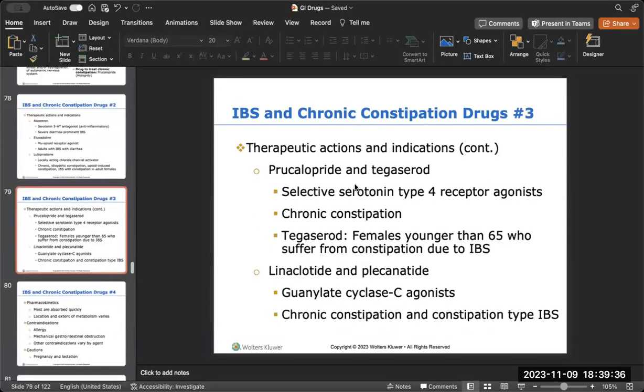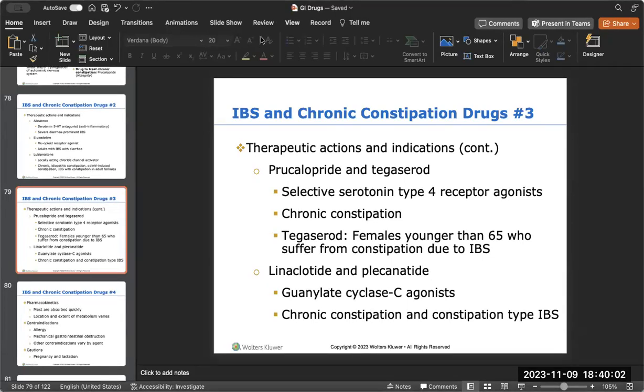And then we have prucalopride and tegaserod, which are selective serotonin type 4 receptor agonists. They treat chronic constipation. And tegaserod treats females who are younger than 65 who suffer from constipation with IBS. Linaclotide or plecanatide, they also treat chronic constipation and constipation with IBS.